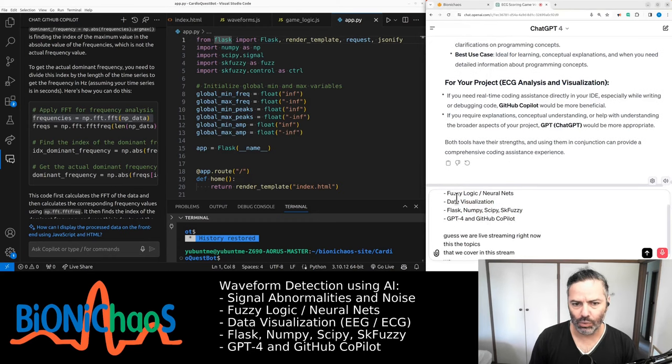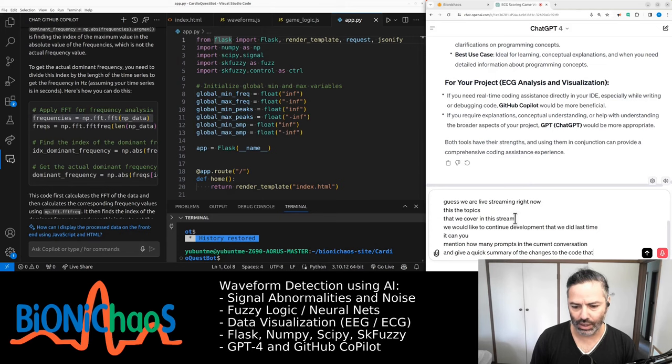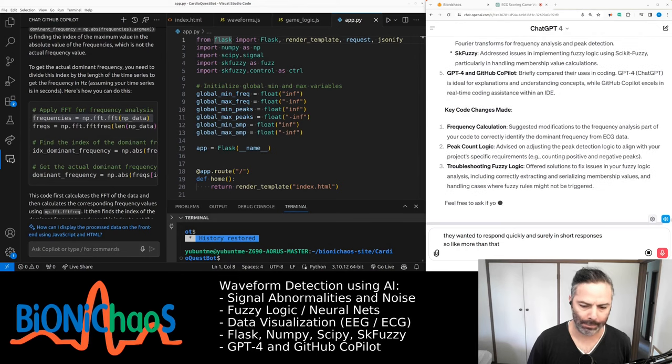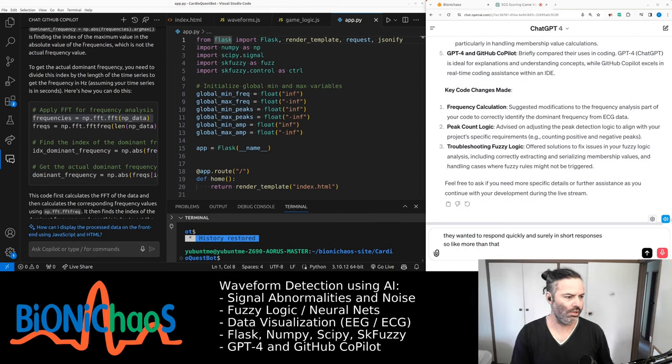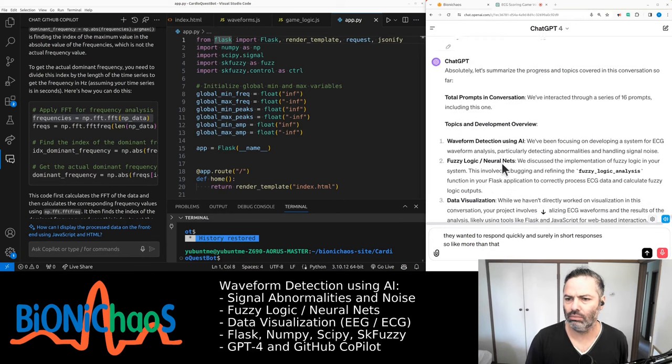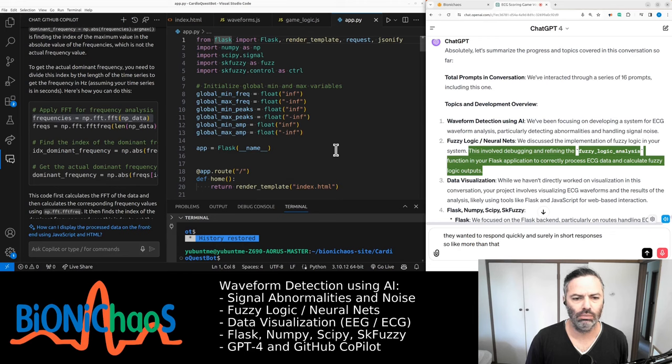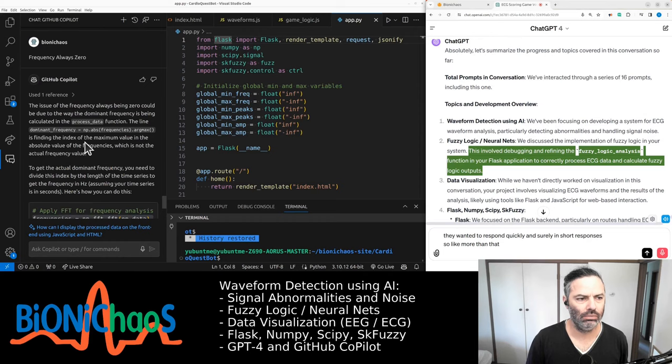We would like to continue development and give a quick summary of the changes to the code that we made. We've been focusing on developing a system for ECG waveform analysis, particularly detecting abnormalities and handling signal noise. Fuzzy logic, neural nets: we discussed the implementation of fuzzy logic in your system. This involved debugging and refining the fuzzy_logic_analysis function in your Flask application to correctly process ECG data and calculate fuzzy logic outputs.